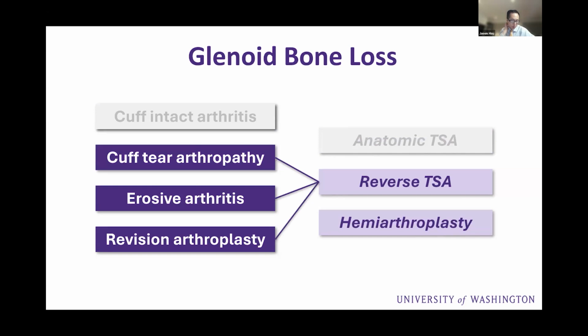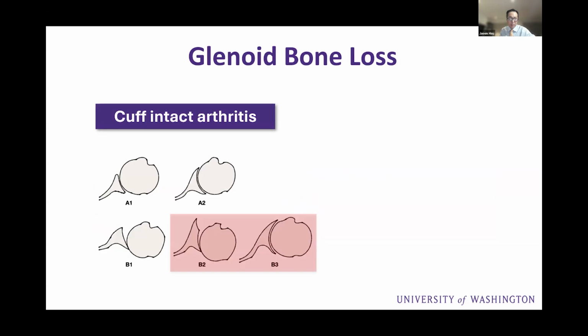Outside of cuff intact arthritis, we typically are looking at reverse arthroplasty as the option for the other etiologies, mainly because these are associated with either cuff deficiency or because the glenoid bone stock is deficient. So it would be impossible to seat an anatomic polyglenoid. But let's focus on cuff intact arthritis first.